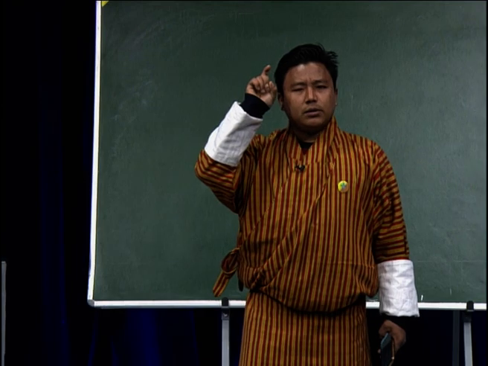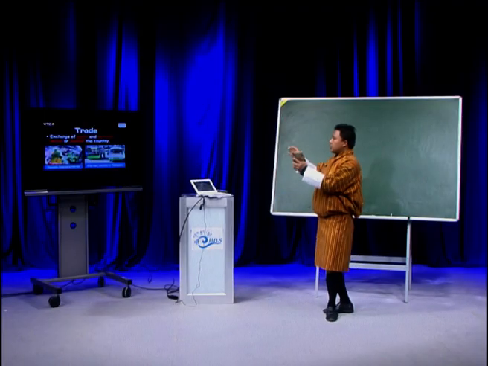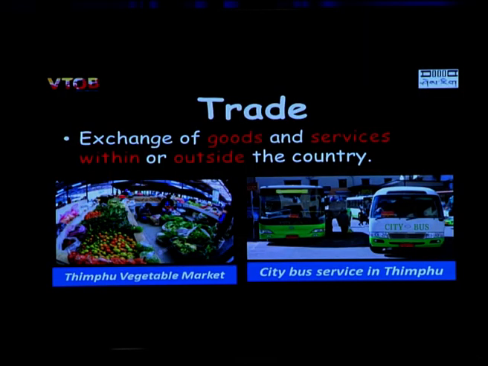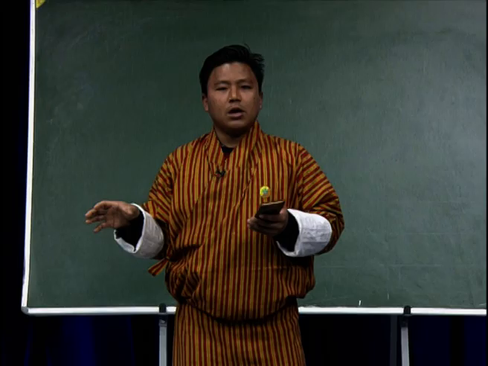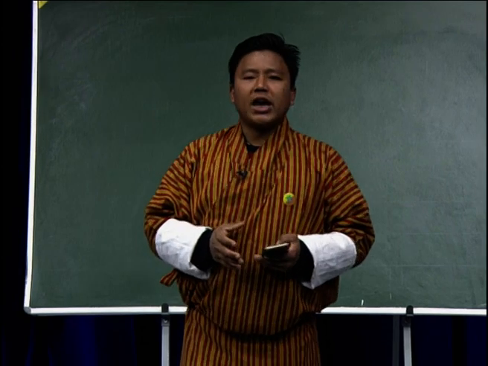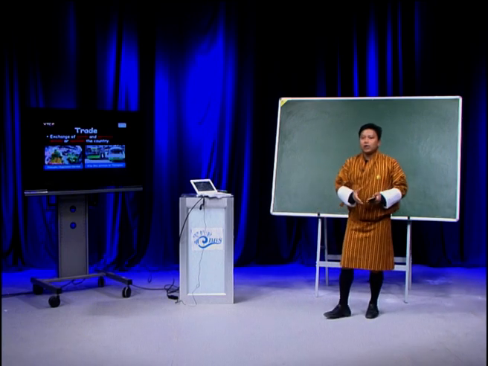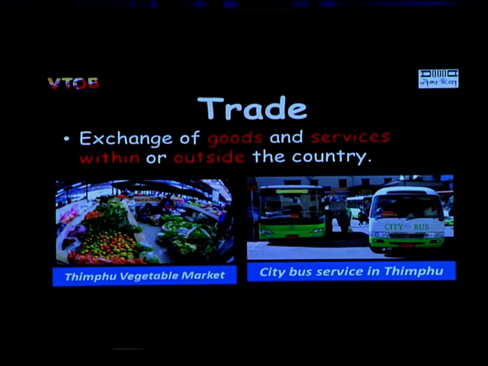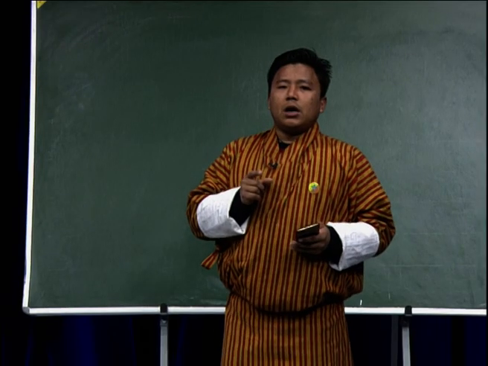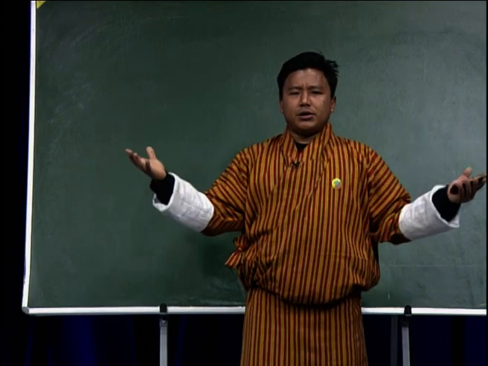With this note, let us define what is trade. Or let us ask ourselves, what is trade? Through these pictures, it represents the types of trade. So trade refers to the exchange of goods and services that happens within and outside the country. One more time, trade is the exchange of goods and services that happens within and outside the country. Now, the types of trade.